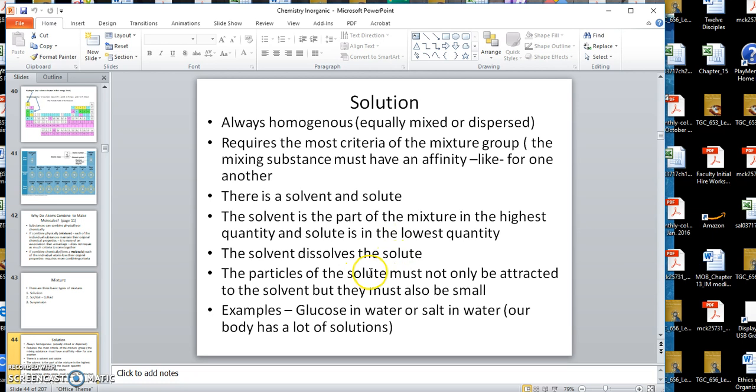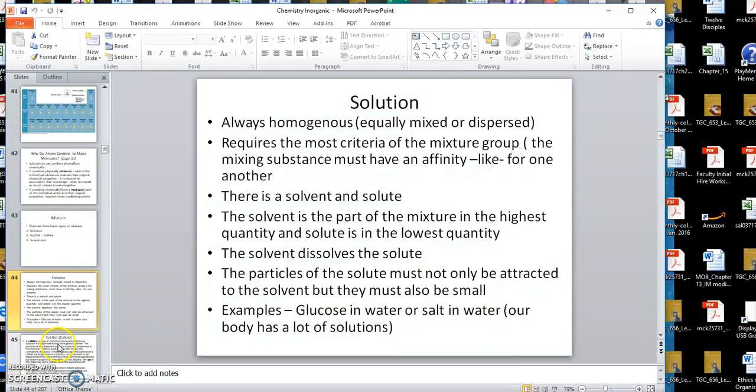The particles of the solute must not only be attracted to the solvent, but they also must be small. You know that salt will dissolve in water, but if you took a great big block of salt and didn't chip it up, it would just fall to the bottom. So in a solution, the solute must have some affinity for the solvent, and the solute must be in tiny particles in order to be dissolved. Okay? We go further.